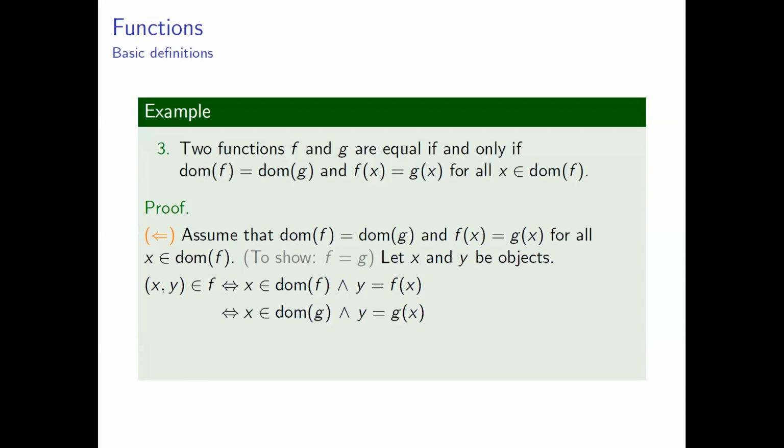Since the domain of f is equal to the domain of g, the condition x is an element of the domain of f is equivalent to the condition x is an element of the domain of g. Since f(x) equals g(x), the condition y equals f(x) is equivalent to the condition y equals g(x). So the above is equivalent to x is an element of the domain of g and y equals g(x). This holds if and only if the ordered pair (x, y) is an element of g. Therefore, f is equal to g.